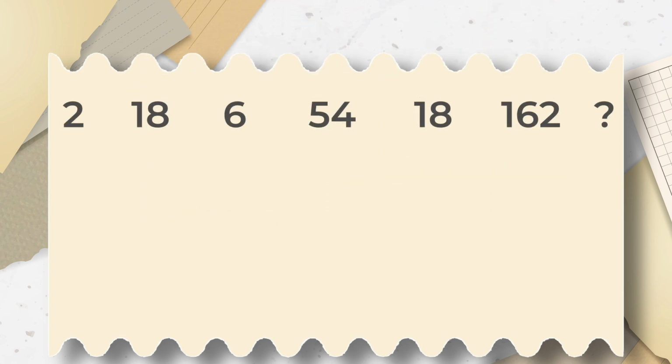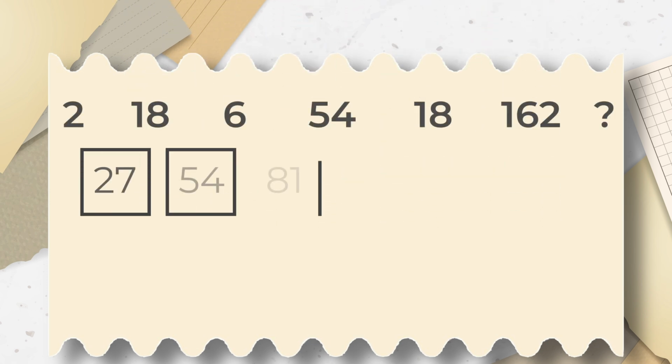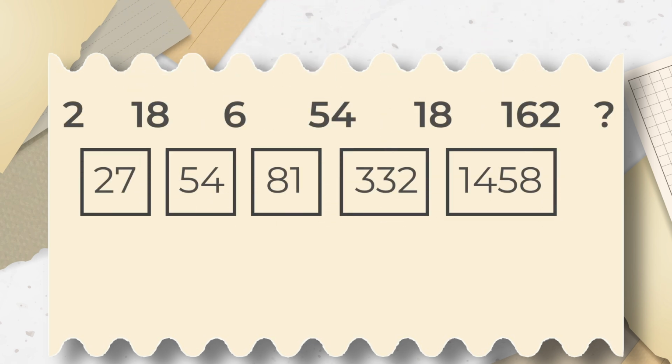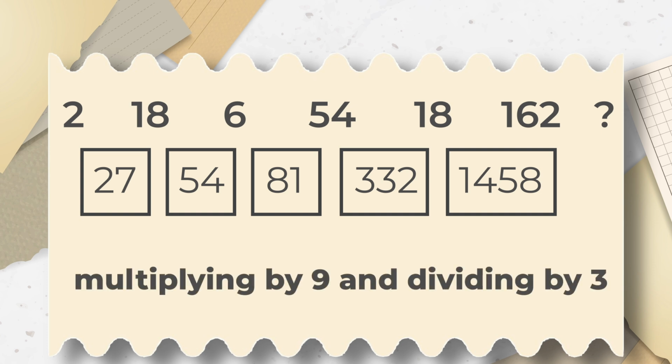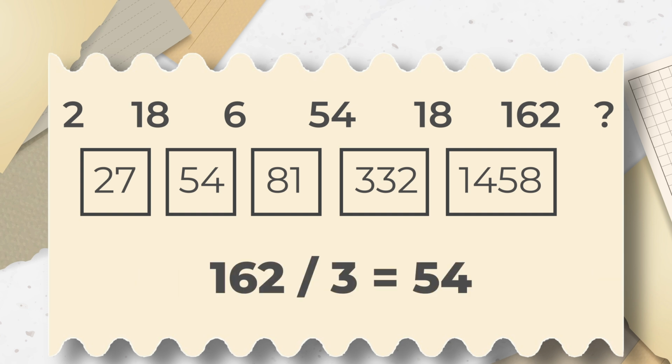The question shows a series of numbers that have a rule. Use the rule to determine which number will come next in the series. By taking a careful look at this series, you can see that the pattern alternates between multiplying by 9 and dividing by 3. Given this pattern, since the last number was obtained by multiplying the previous one by 9, the next operation must be divided by 3. So we have 162 divided by 3, which equals 54. Therefore, 54 is the correct answer.